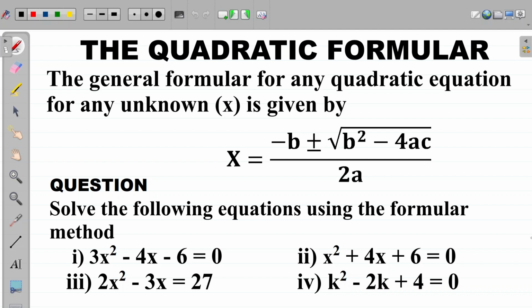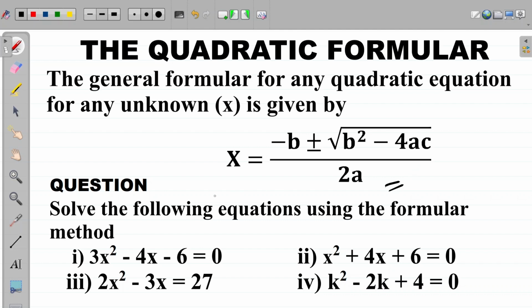Let's dive into it. Now, for a given quadratic equation, the general formula is given as x equals minus b plus or minus the root of b squared minus 4ac, divided by 2a. In this playlist, I have a video on the completing the square method where I derive the formula. So you can watch the video and learn how to derive this formula.